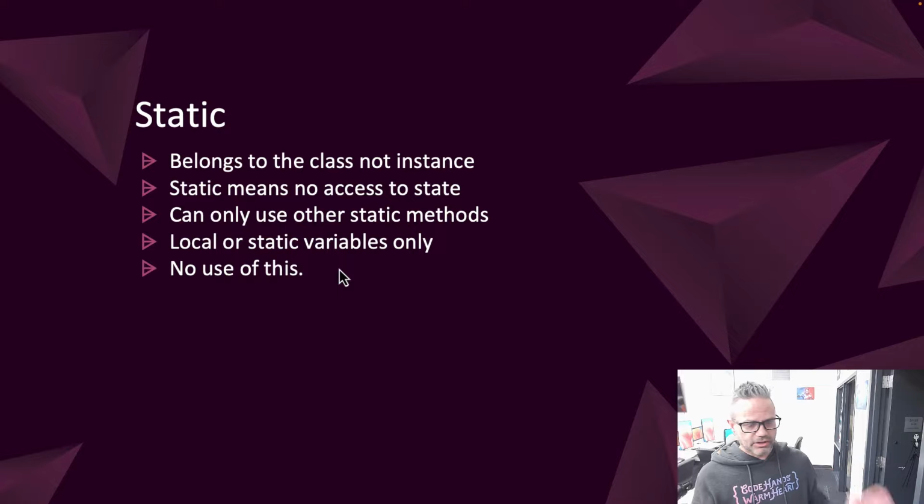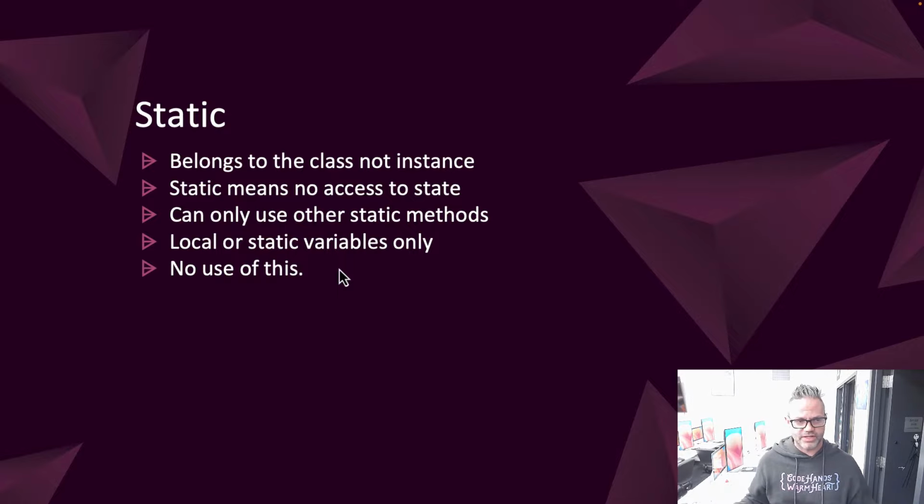Static means it belongs to the class, not the instance. Static means you have no access to internal state. It doesn't know anything about the actual class itself. With static means you can only use other static methods. And if you're talking about variables, you can only use local variables that are inside that method itself or static variables that are designed to the class, like a constant. And there's no use whatsoever of this dot. I don't get to use any of this dot at all in a static method.